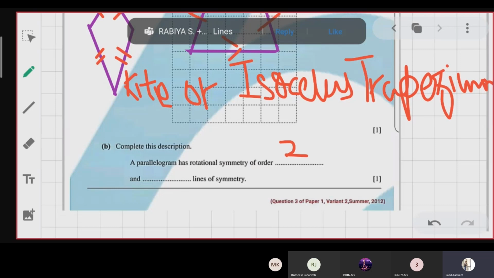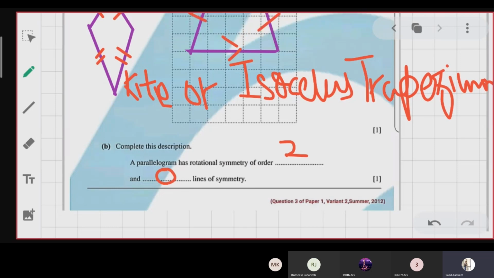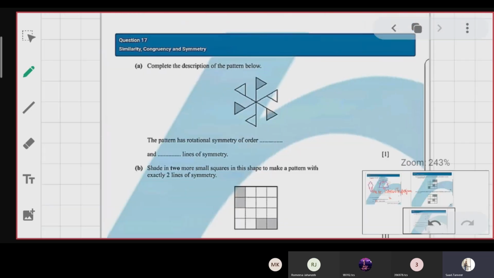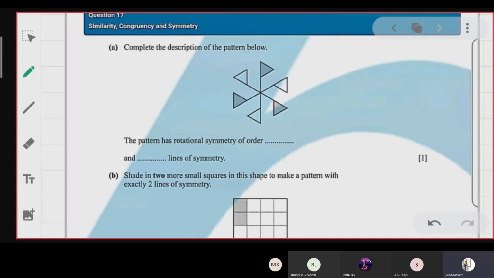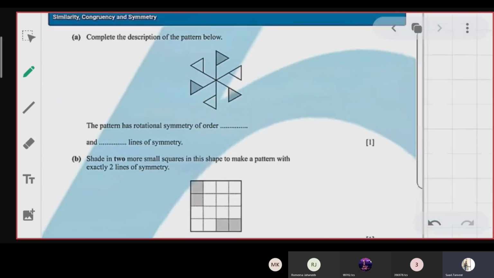Excellent beta. And zero line of symmetries. Agree? Easy one. Now moving towards the next question, the following one. Complete the description of the pattern. They are asking you to complete the description for the pattern. The following pattern A, complete the description of the pattern below. The pattern has rotational symmetry of dash order and dash lines of symmetry.